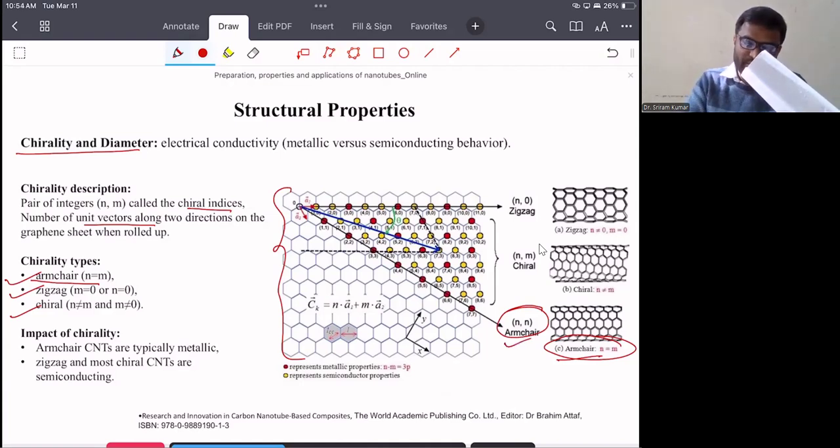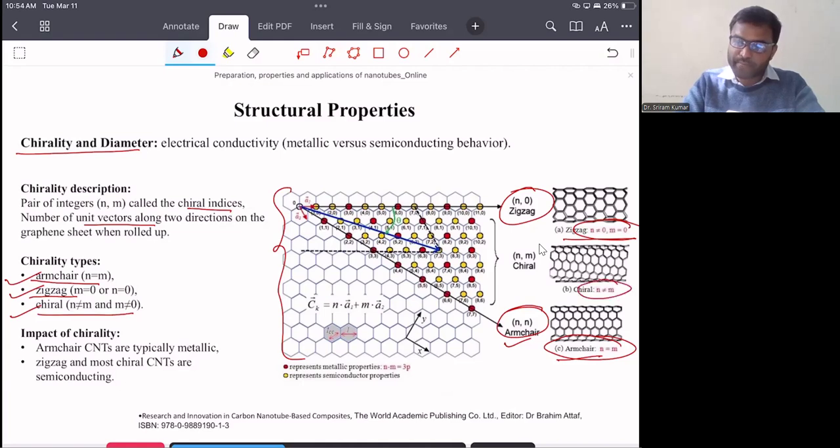And we have another kind of closing, that is zigzag. In the zigzag, we have n not equal to 0 and m equal to 0. So we have this kind of closing. And we have another kind, that is chiral, where n is not equal to m. Based on this closing vector, we have three different kinds of CNT: armchair, zigzag, and chiral.